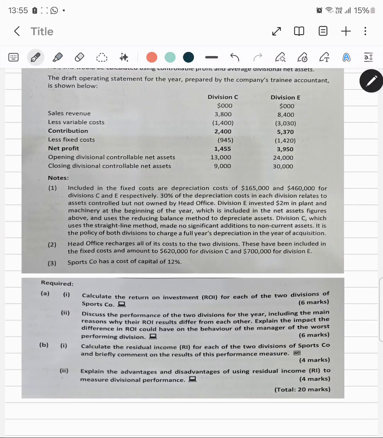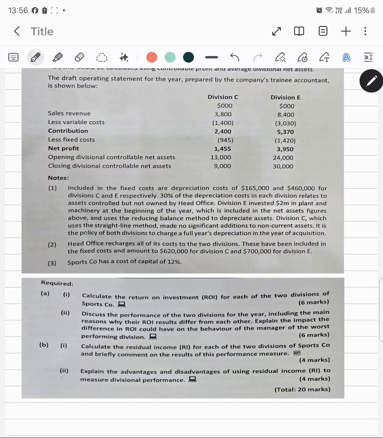Included in the fixed costs are depreciation costs of 1,65,000 and 4,64,000 for division C and E respectively. 30% of the depreciation cost in each division relates to assets controlled but not owned by head office. Division E invested 2 million in plant and machinery at the beginning of the year, which is included in the net asset figures above, and uses the reducing balance method to depreciate assets.